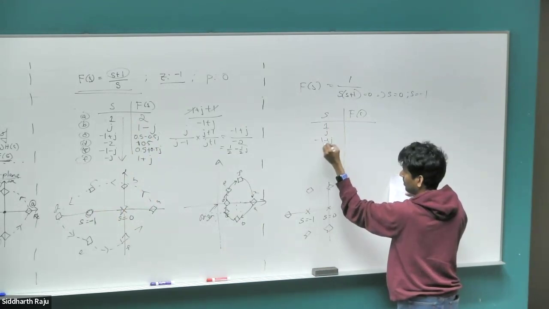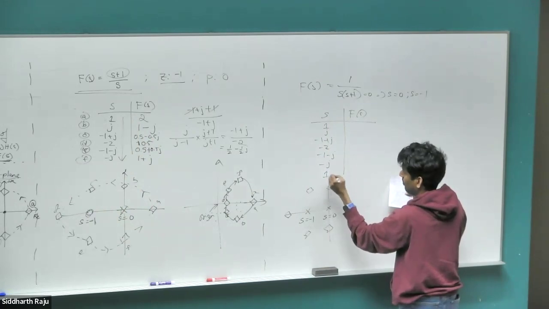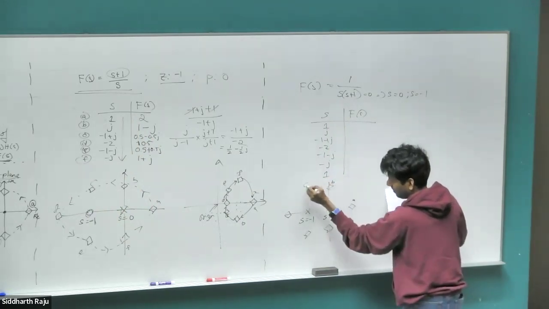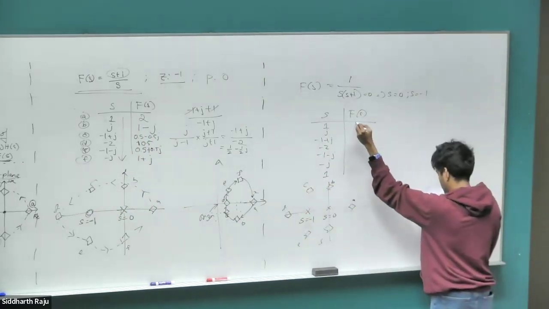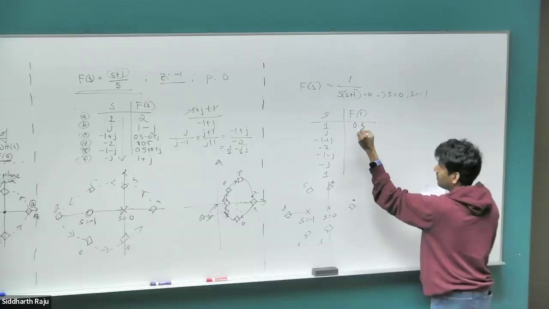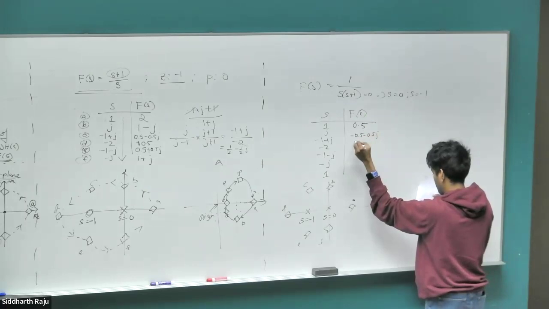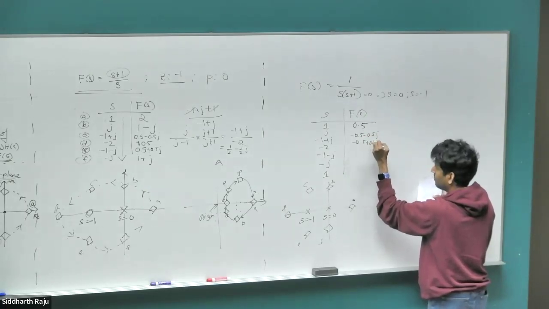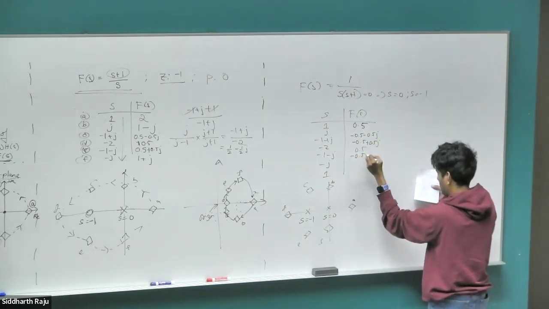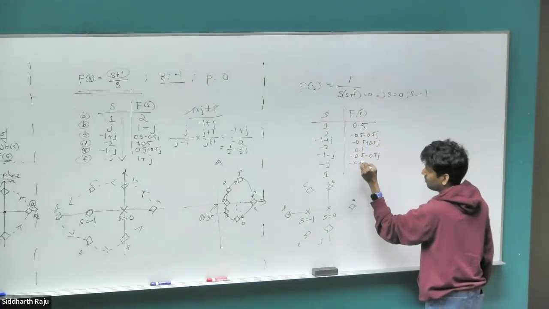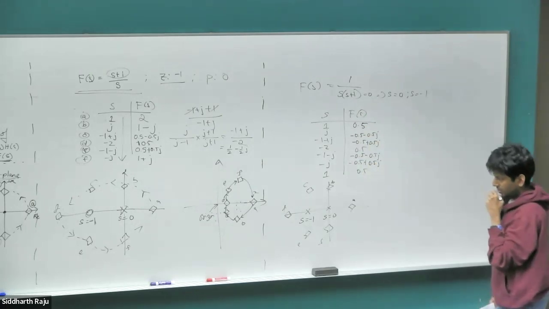It's a trivial computation. -2, -1, -j, and 1 again. So A, B, C, D, E, and F. So the f of s values come out to 0.5, minus 0.5 minus 0.5j, minus 0.5 plus 0.5j, 0.5, and then minus 0.5 minus 0.5j, minus 0.5 plus 0.5j, and then 0.5. So let's see what's going on.